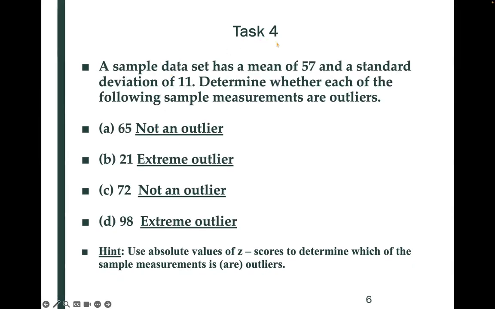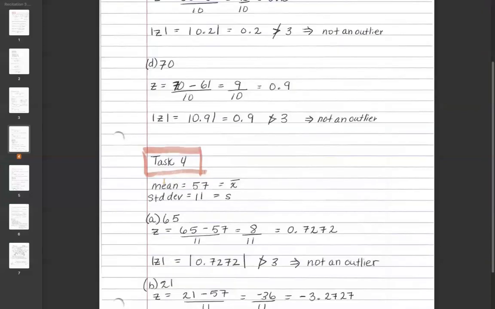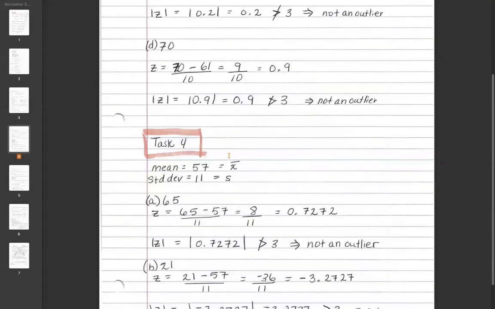Task 4 is very similar. We're going to be using z-scores again, and we're given the mean and the standard deviation, but now the mean is 57 and the standard deviation is 11. And then we're given these values: 65, 21, 72, and 98. So on to task 4. I'm writing down what's given in the problem, just so I can keep things straight. And I recommend that you do that too.